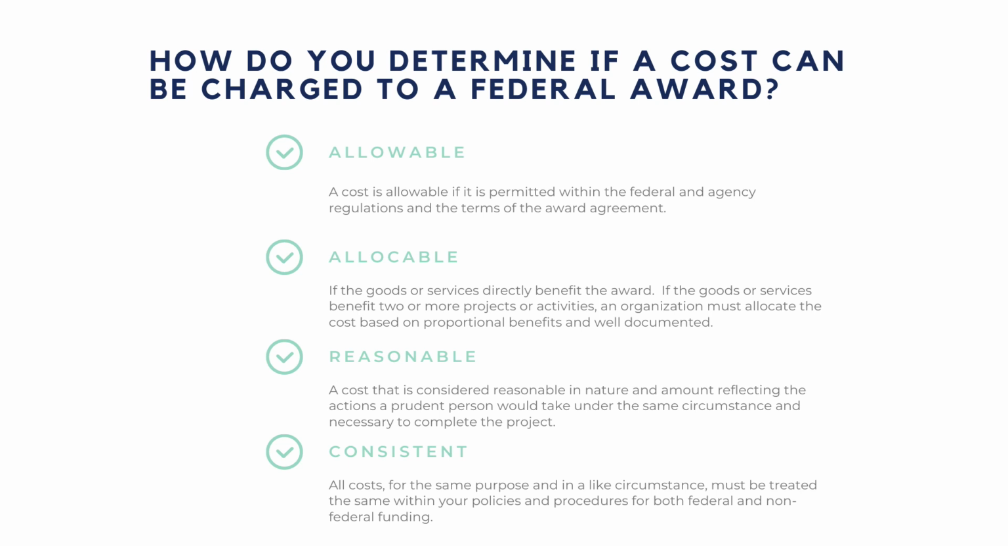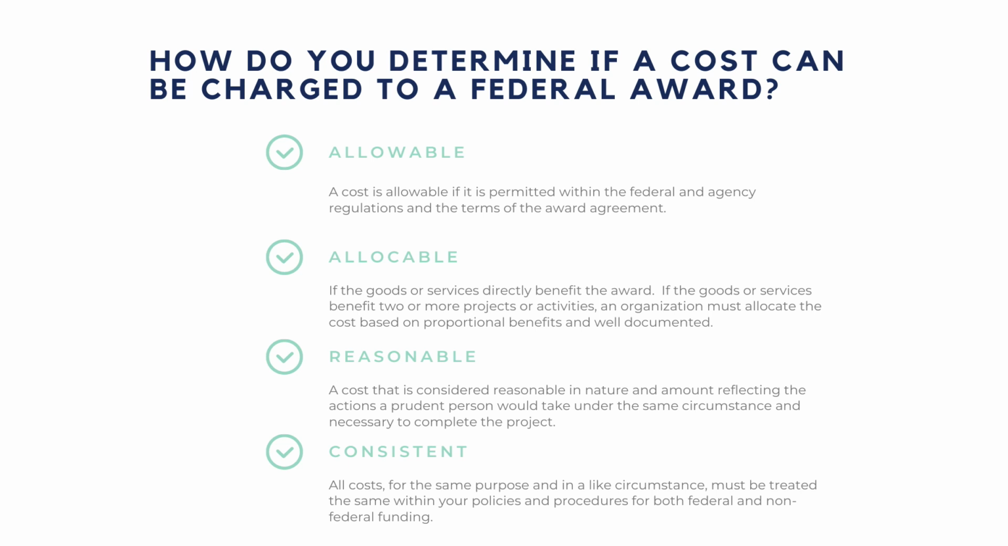The cost must be considered allowable. The cost must be permitted according to the federal and agency regulations, as well as in your award agreement. There is a list of unallowable costs, which are identified in the Uniform Guidance, and I do go over them in a different video. So be sure to look through that list to familiarize yourself with them, and be sure to look through each award agreement that you have.